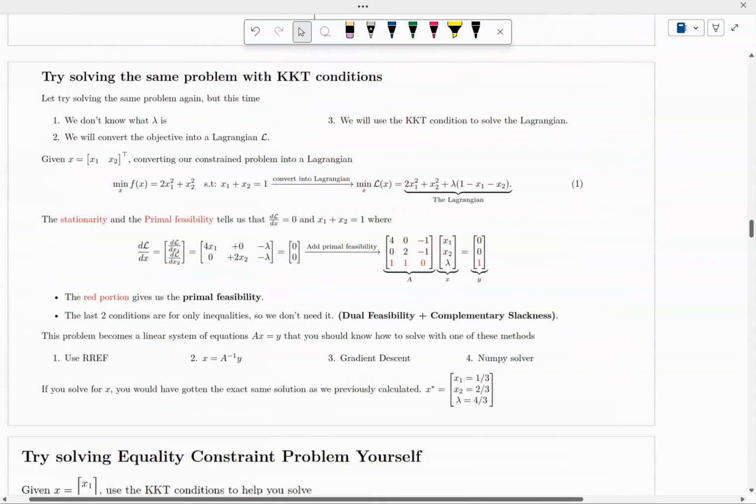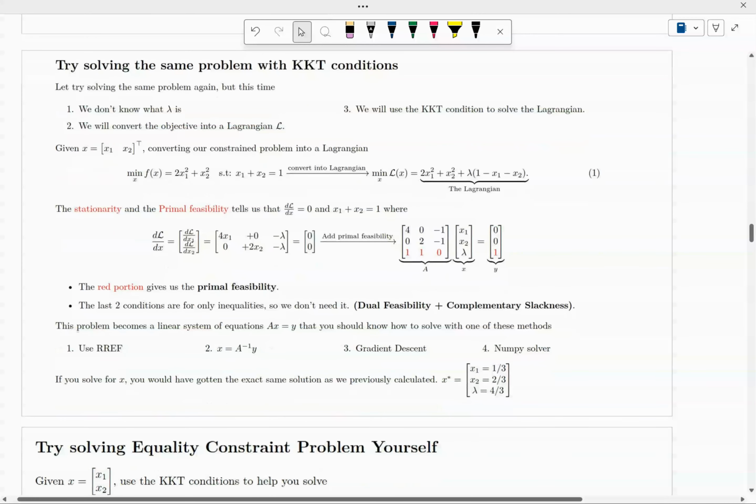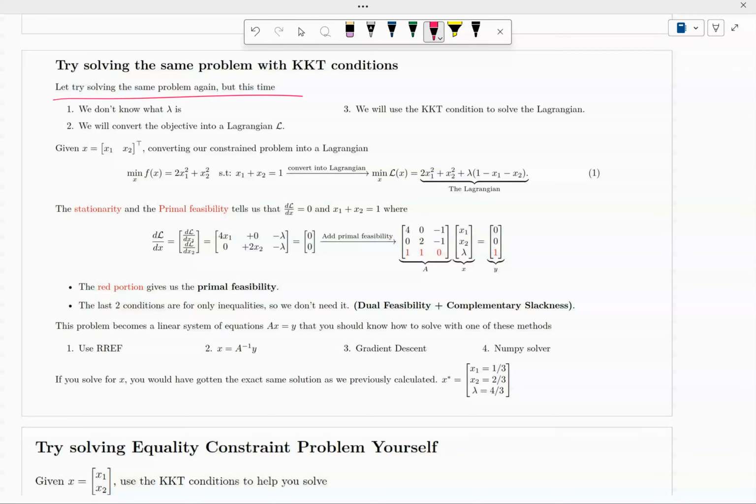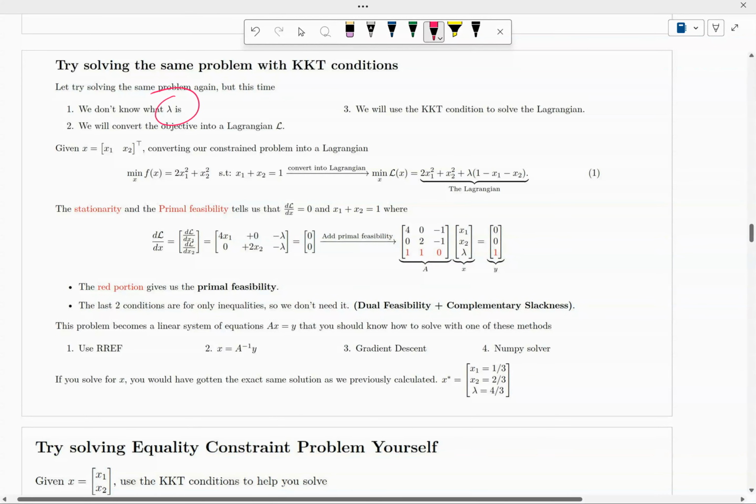Now, let's try to solve the same problem with the KKT conditions. Previously, remember, we solved the problem multiple ways. One, we plugged it in; another, we just randomly generated numbers. This time, let's see how much easier it is to solve the same problem with the KKT conditions. Remember, we don't know what lambda is. In the end we found that 4/3 equals lambda, but let's assume we don't know that yet. So what we do first is convert it into a Lagrangian, and then we use the KKT conditions to help us solve it.